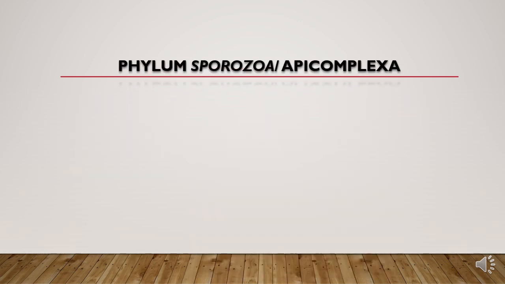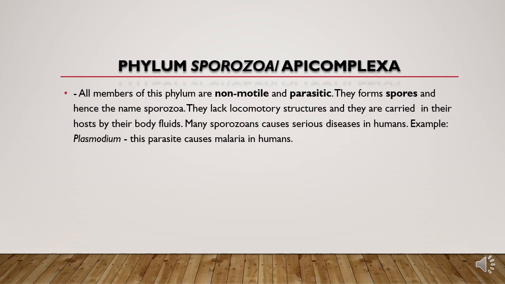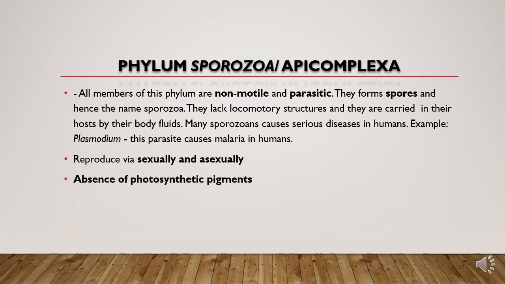We also have another one, the phylum Sporozoa, which is also known as Apicomplexa. All members of this phylum are non-motile, but they are parasitic. They form spores and hence the name Sporozoa. They lack locomotor structures, which means they do not possess a flagellum for movement, but they are carried by fluids in their host organisms. Many sporozoans cause serious diseases in humans, for example Plasmodium, which causes malaria in human beings. These reproduce sexually or asexually. In the absence of photosynthetic pigments, they are heterotrophic.